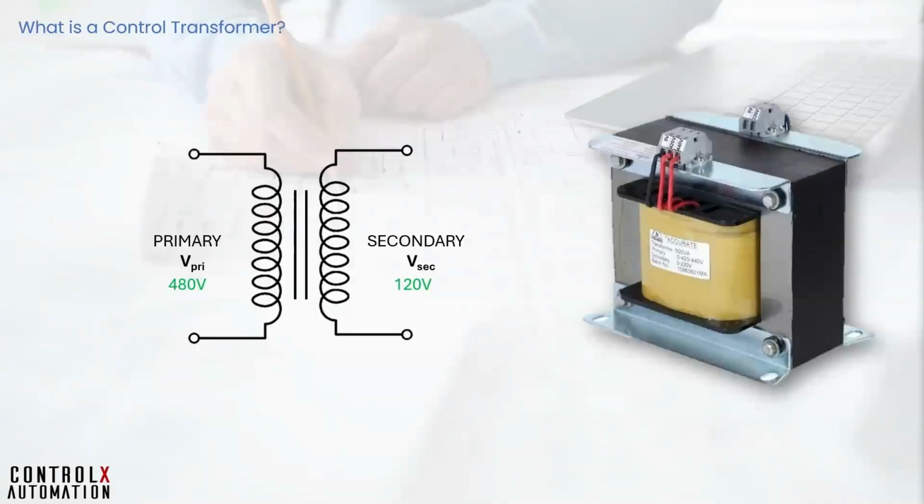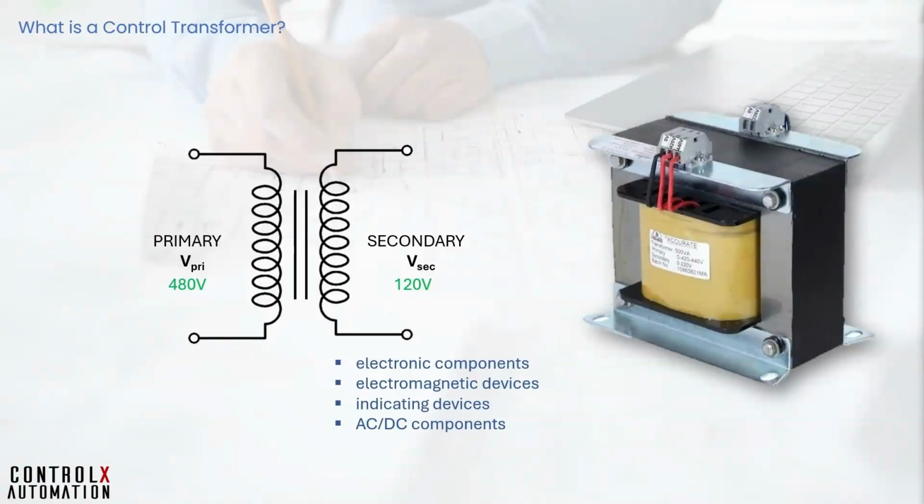In industrial control applications, its main function is to step down line voltage, for example 480 volt or 600 volt, to a lower control voltage, typically 120 volts in North America and 220 volts in IEC markets. The purpose is to power electronic components like PLCs, sensors, network switches, and electromagnetic devices like contactors, relays, solenoid valves, as well as indicating devices like pilot lights and other AC and DC components.